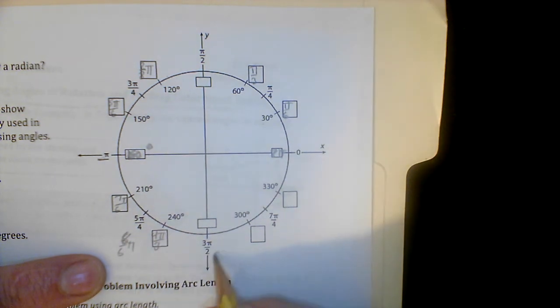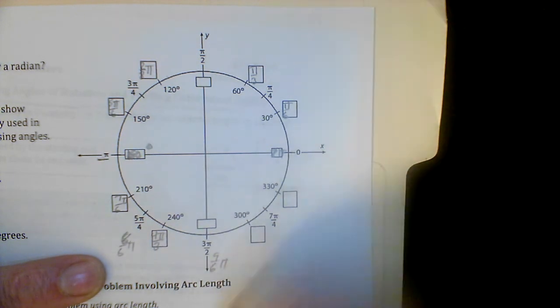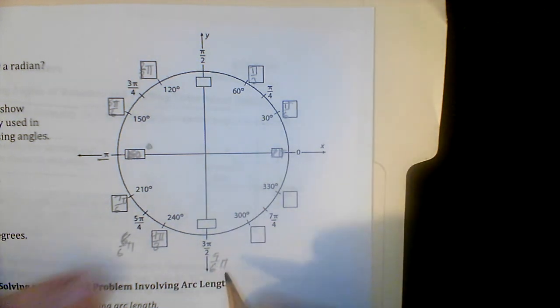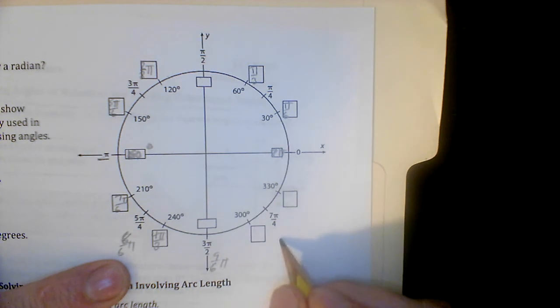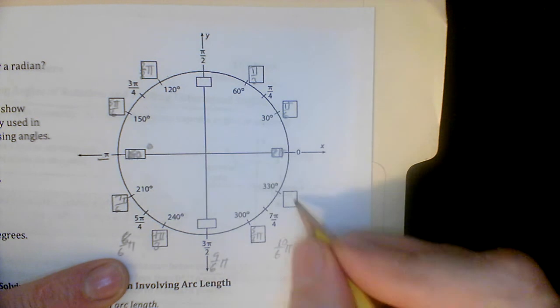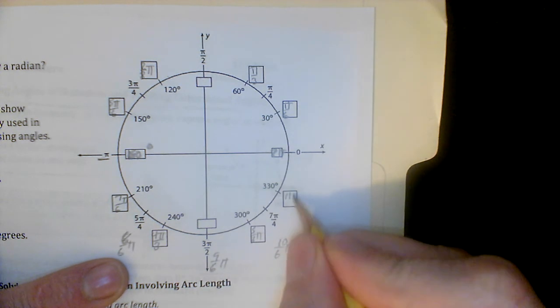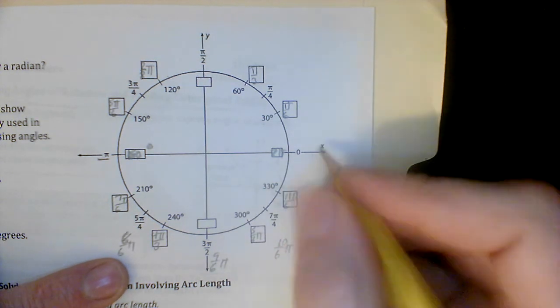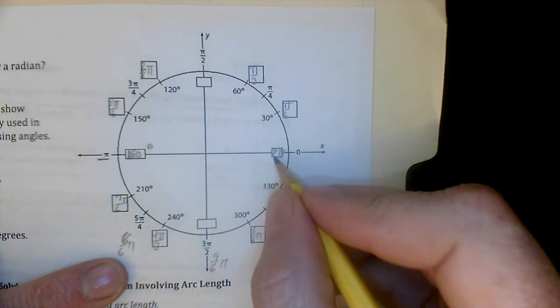Down here we get 9/6 pi. I'm just adding a 6, right? 10/6, 11/6, 12/6. So 9/6 pi reduces to 3 pi over 2. Over here we get 10/6 pi. I'm just counting by pi's, which gives me 5 pi over 3. Right here we get 11/6 pi. Right here we get 12/6, and 12/6 is 2 pi.